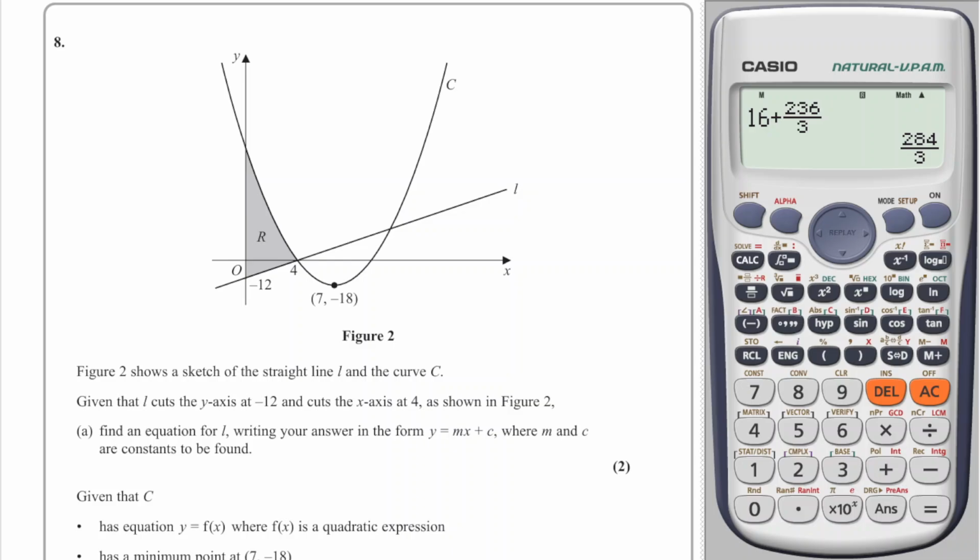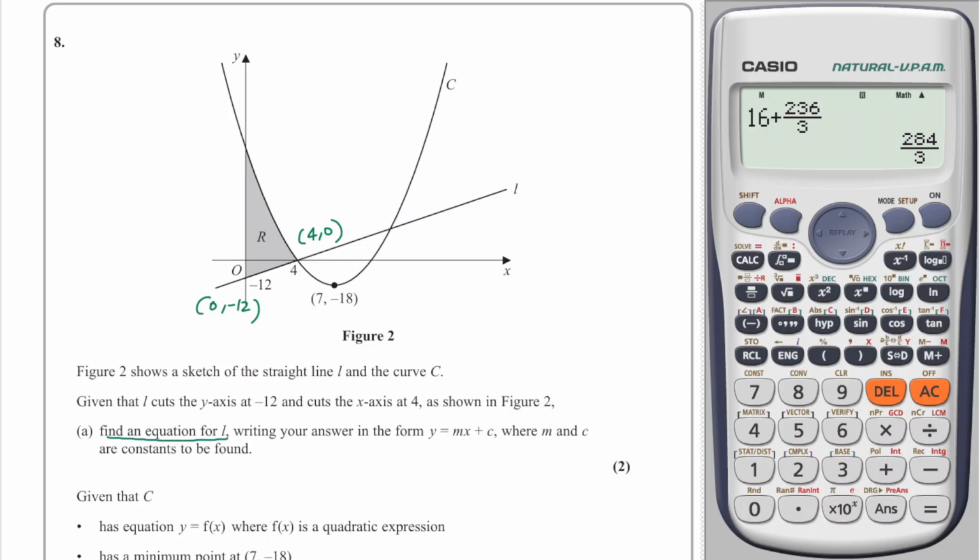Now we are going to discuss the question in the IAL January 2023 P1 paper. This question is based on the equation of a line. They mention the line cuts the y-axis at minus 12, so we can write that point as (0, -12), and it also cuts the x-axis at (4, 0). So these two points are available. We need to identify the equation of line L.